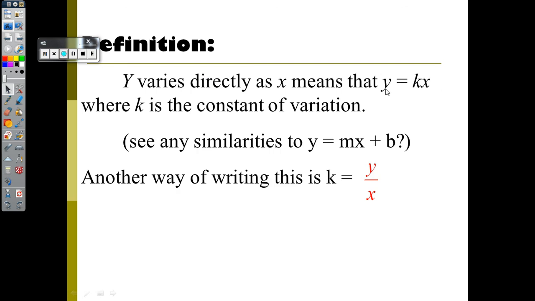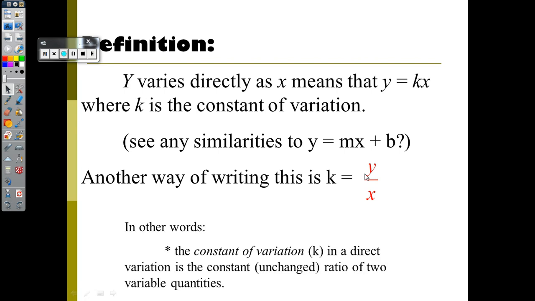If we solve for k, we would divide both sides by x. So you can find the constant of variation by dividing y by x. The constant of variation in a direct variation is the ratio of the two variables, the ratio of y to x. Remember, ratio is just a fancy word for fraction.